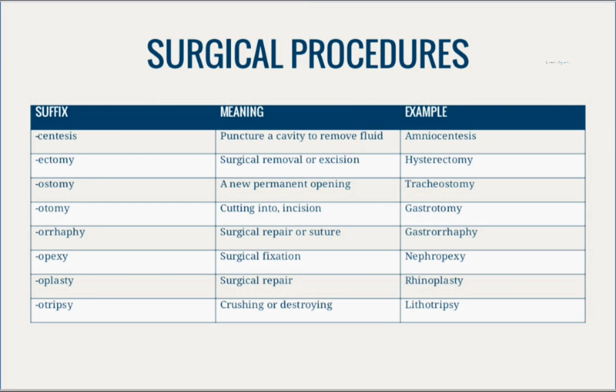Suffix, meaning, example: centesis: puncture a cavity to remove fluid, amniocentesis. Ectomy: surgical removal or excision, hysterectomy. Ostomy: a new permanent opening, tracheostomy. Otomy: cutting into, incision, gastrotomy. Rrhaphy: surgical repair or suture, gastrorrhaphy. Pexy: surgical fixation, nephropexy. Plasty: surgical repair, rhinoplasty. Tripsy: crushing or destroying, lithotripsy.